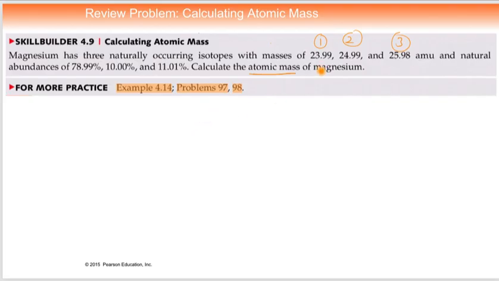And just to expand a little bit on this particular problem, and you don't even have to do this to do the calculation, but I mentioned there are 3 isotopes. Let's just write those down real quick. Okay. Like for example, 23.99, that's pretty close to 24 atomic mass units.